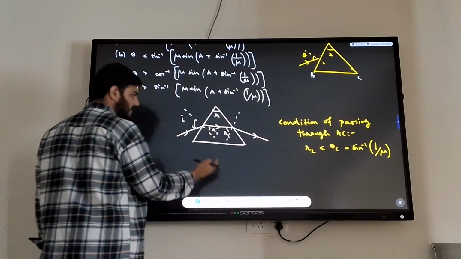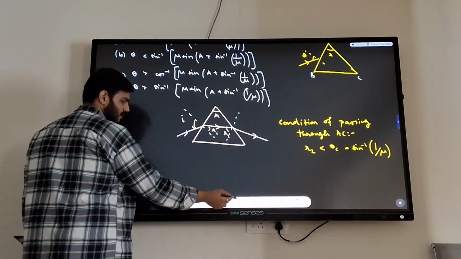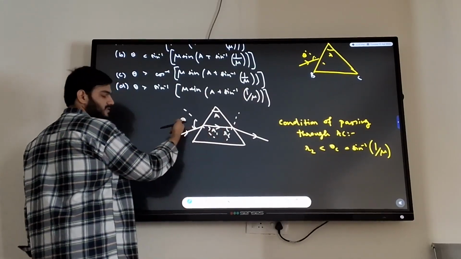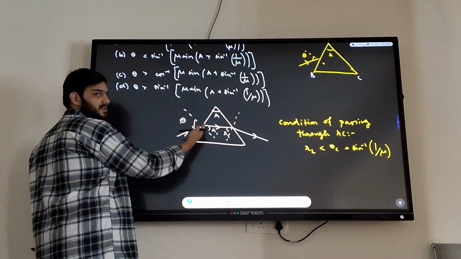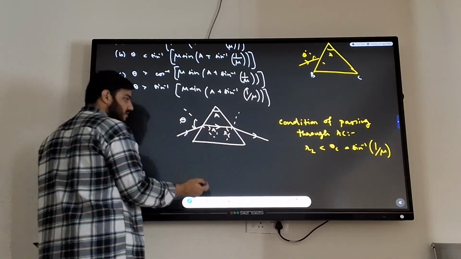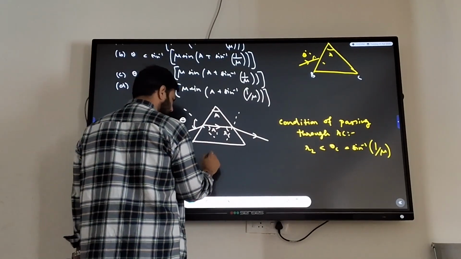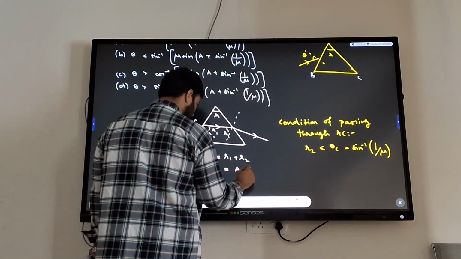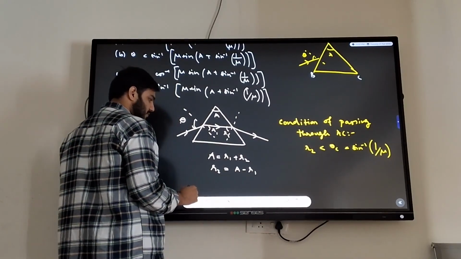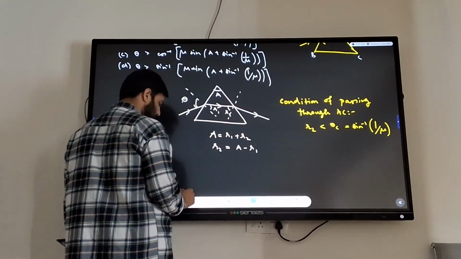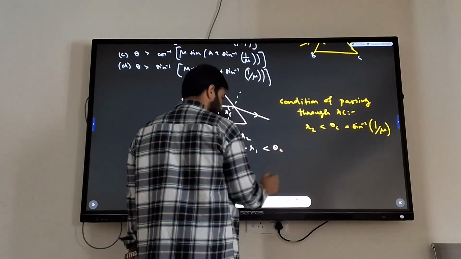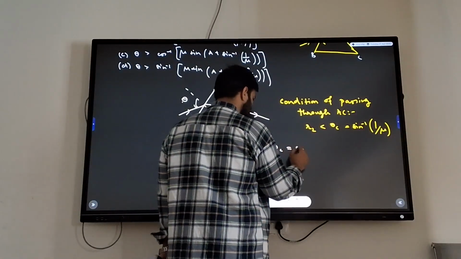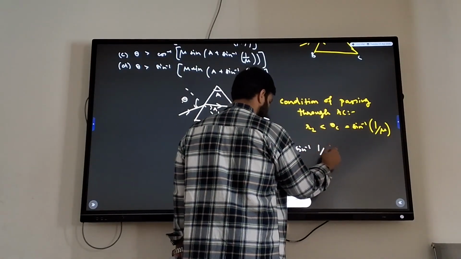Now how to relate this? I want to find a relation between this. Let me call this angle of incidence theta. I want to relate this R2 with theta, but I have a relation between R2 and R1, then I will apply Snell's law here. So first, what is the relation between R2 and R1? A is equal to R2 plus R1. Then R2 is equal to A minus R1. But this R2 quantity is less than theta C, so that means A minus R1 is less than theta C, which is basically sine inverse of 1 by mu.